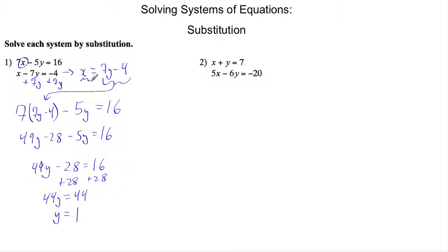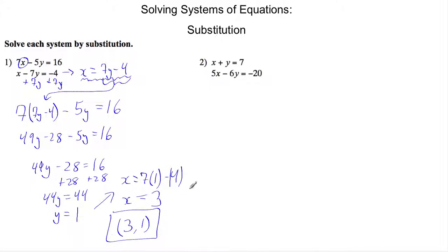Now, since I already have this equation solved for x, I can plug this y into there. So that means that x is equal to 7 times y, which in this case is 1, minus 4. So x is 7 minus 4, which is 3. So the point, I always write it as a coordinate pair, x comma y. So that's 3 comma 1. That's my solution.